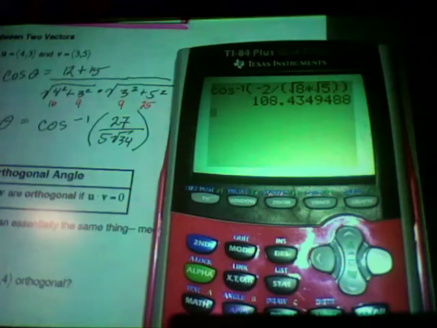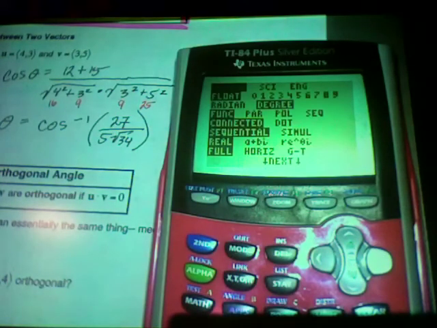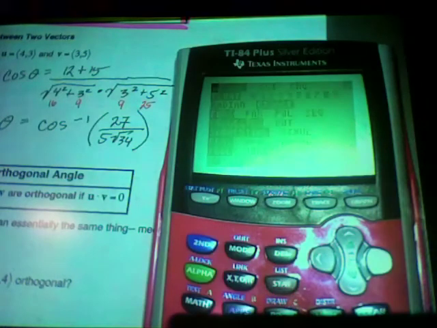So watch what I do. Number one, make sure that your calculator mode, again, I'm always checking, is in degrees. So mine's in degrees, so I'm good to go. So I'm going to hit inverse, second function, cosine. So I have my cosine to the -1, and it automatically starts with parentheses, which is fine.